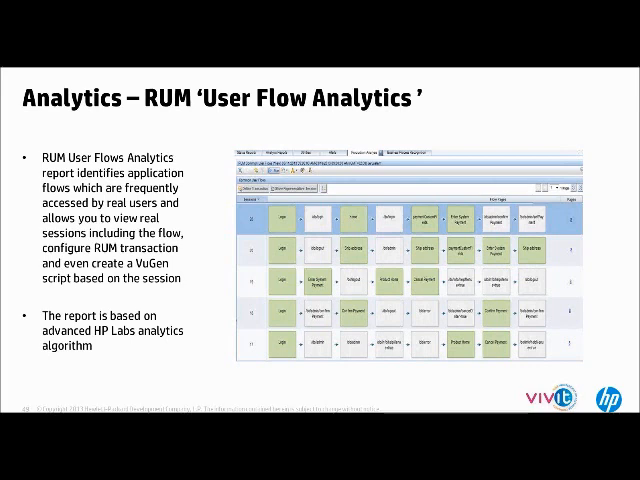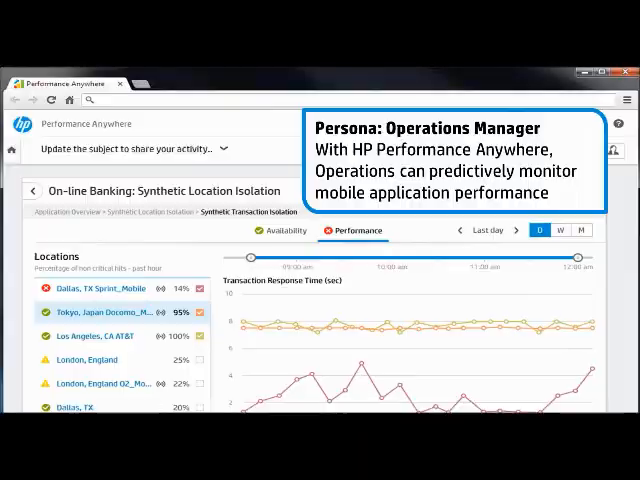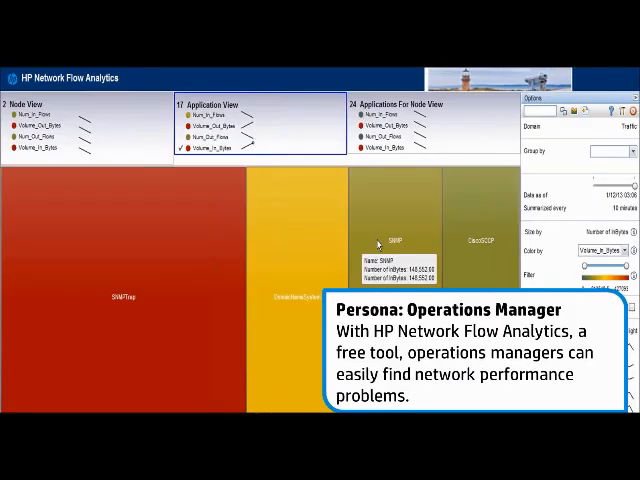I'll give you an example. Real user flow analytics is a great ability that we provide today to understand how users are accessing an application. This could be across on-premise applications or through mobiles. You can get a view of how users are actually going and accessing the application, what are the steps that they are taking.